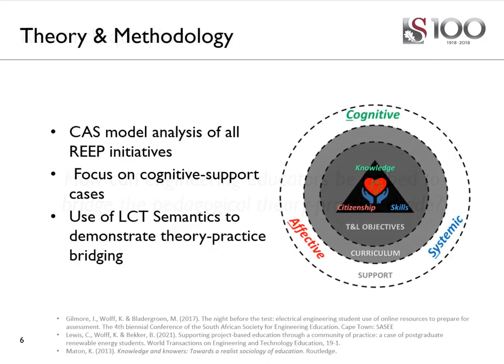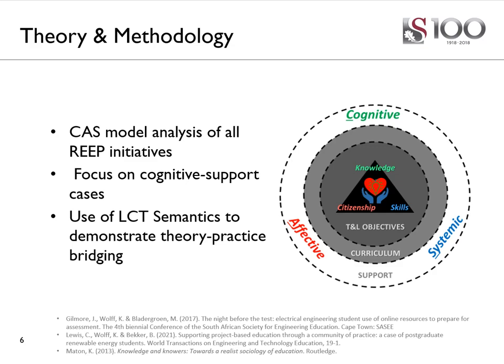Our first step was to classify all the engineering education initiatives for the past 5 years using our overarching theoretical tool, the CAS model. Now, this is about our mandate to provide cognitive, affective, and systemic support for a holistic curriculum and learning experience. We identified 25 case studies where academics are using effective systems to enable improved cognitive grasp.